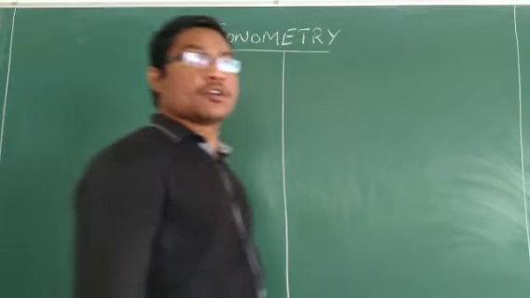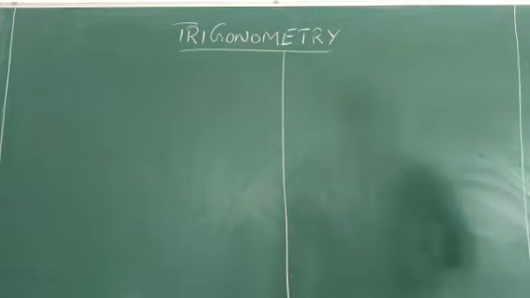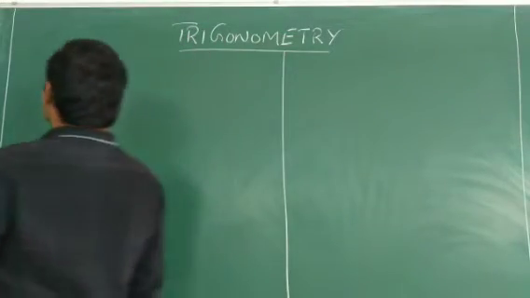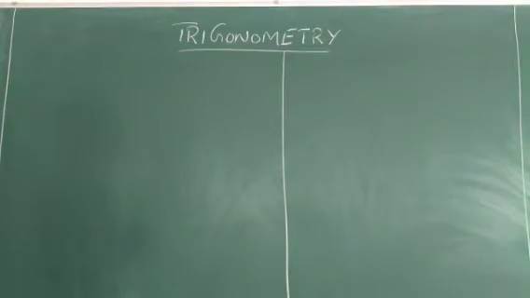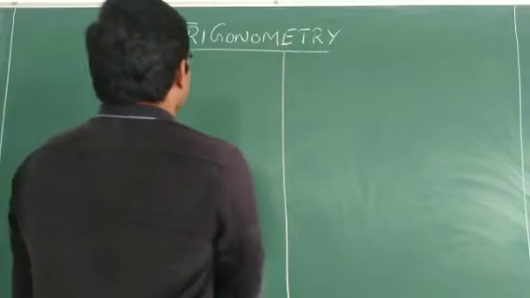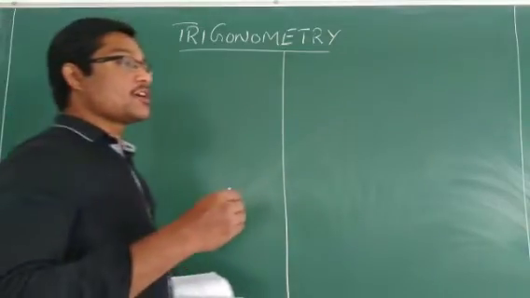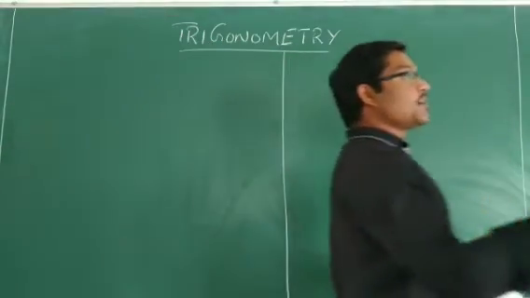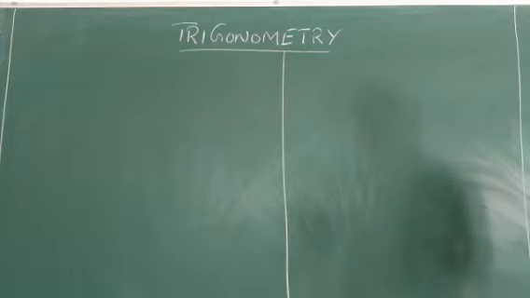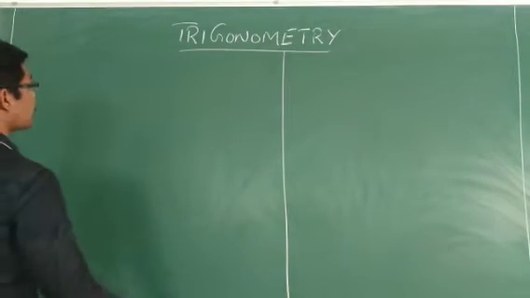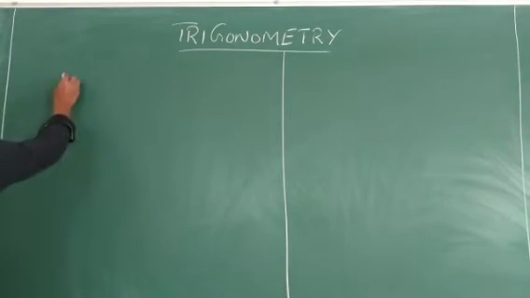Hello everyone, we are discussing trigonometric ratios from the trigonometry chapter. In that we have seen what an angle is. Now we will be discussing how to convert from radian measure to degree measure and from degree measure to radian measure. We have seen two different formulas for converting.